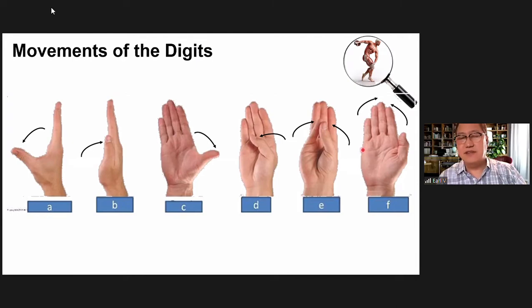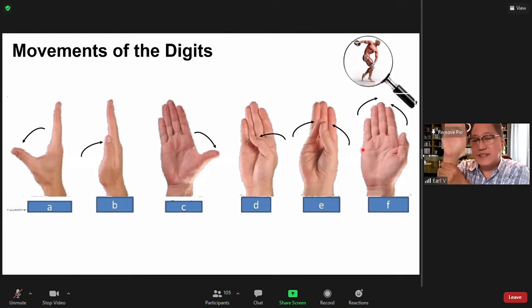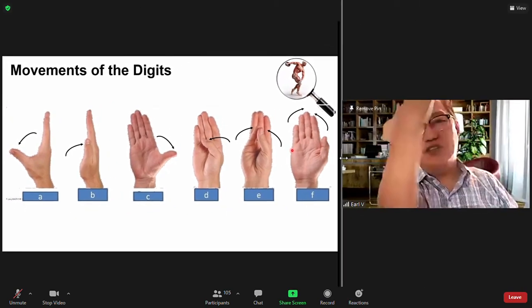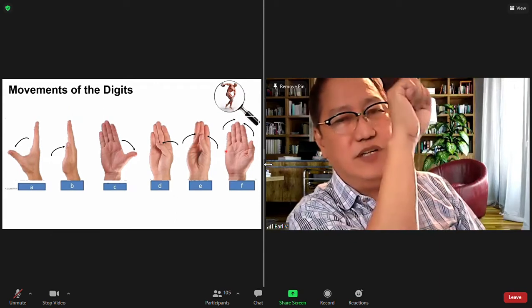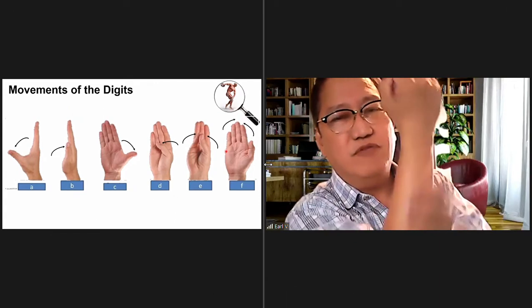Yung pinapakita ko is the wrist. Ganito, ha? Bye-bye. But fixed ang wrist. Fixed ang forearm. Ganon ang motion. So hindi yan pronation, supination, right? Pronation, supination. It's all about forearm.